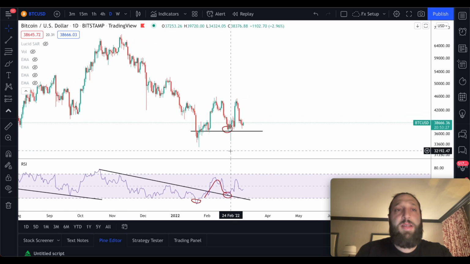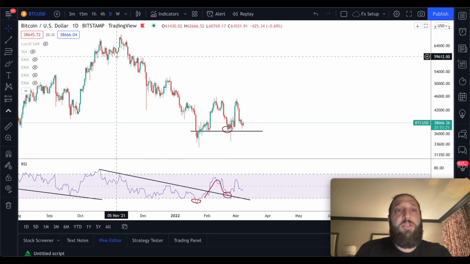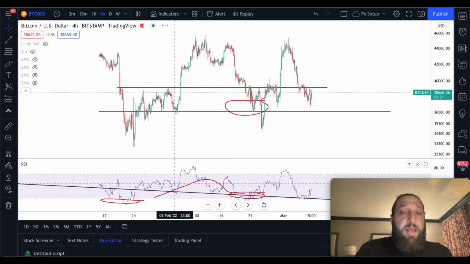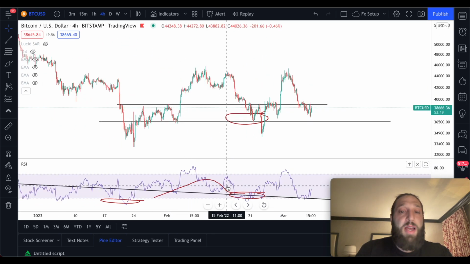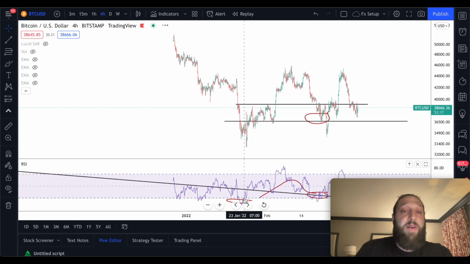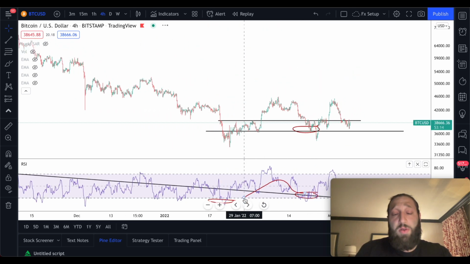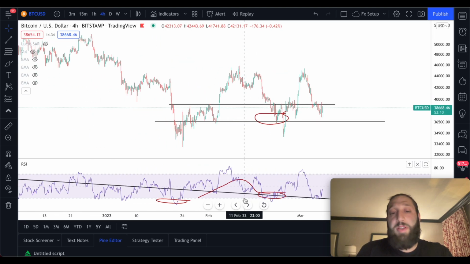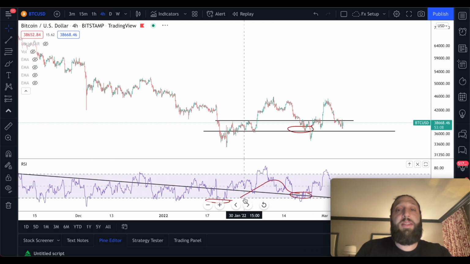I love using RSI, and I particularly use it on larger time frames. So you can use it on 4-hour, but you'll see it swing to the upside and to the downside a lot faster because you're using smaller time frames, which are quicker. So you get a lot of whipsaws, you get a lot of volatility to each side.